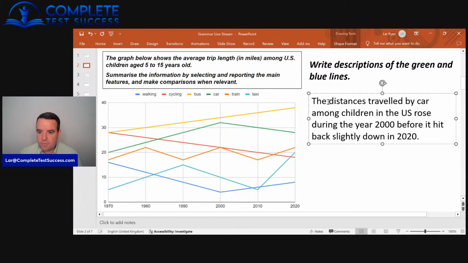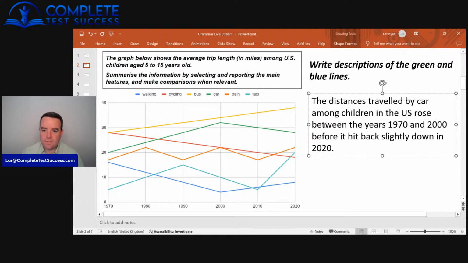So the distances traveled by car among children in the US rose during the year 2000. Now, if it rose during the year, that would be between January and December in the year 2000. But that's not what the diagram is showing us. It's showing us, like what you're describing is between 1970 and 2000, right? So rose between the years 1970 and 2000.